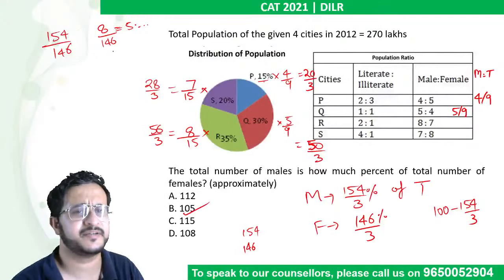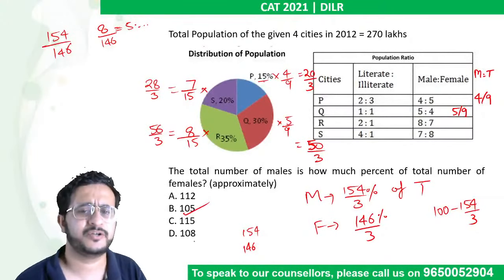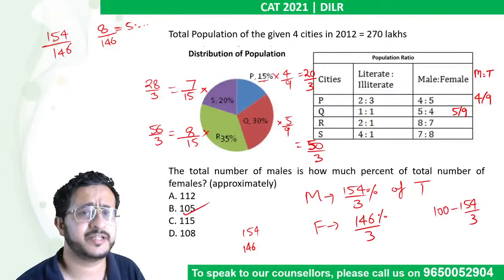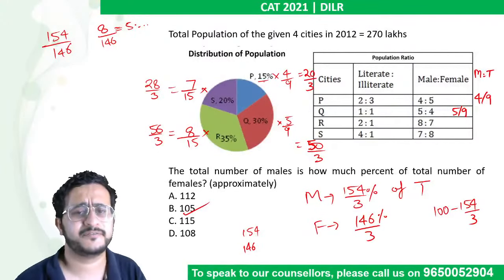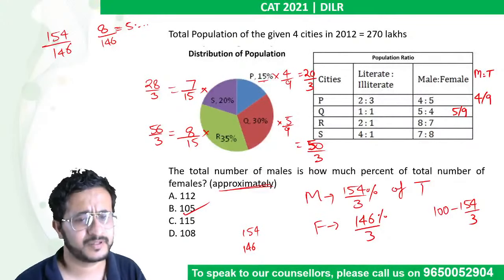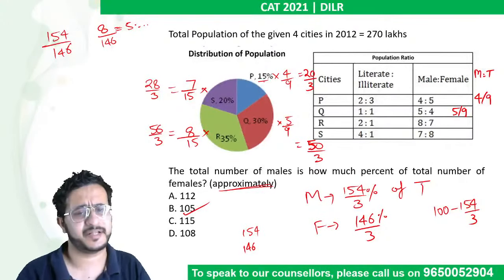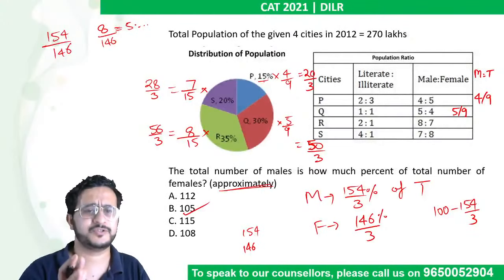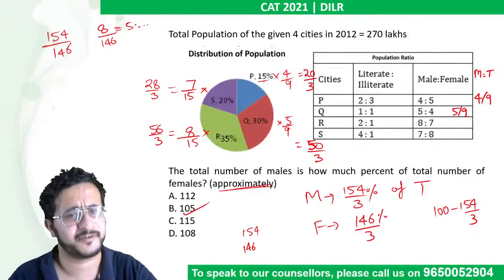140 का 5% 7 होगा ना, 146 का थोड़ा 7 से ज़्यादा होगा. So this is 5 point something percent. Definitely it will not be 108%. 146 का 8% तो नहीं होगा 8. It is 5 point something. So 105% it is, as it is asking approximately. 5% more means 105%.